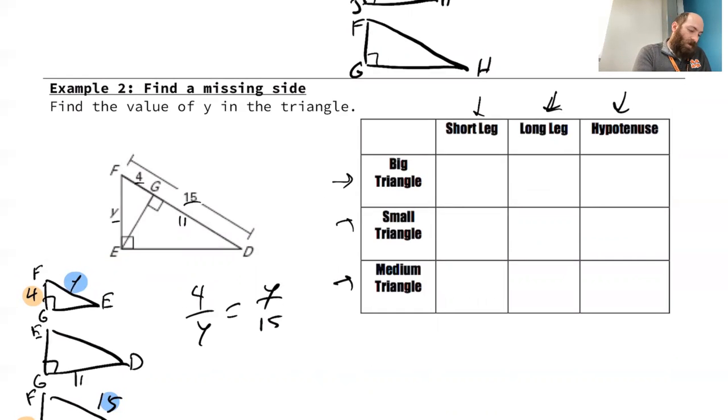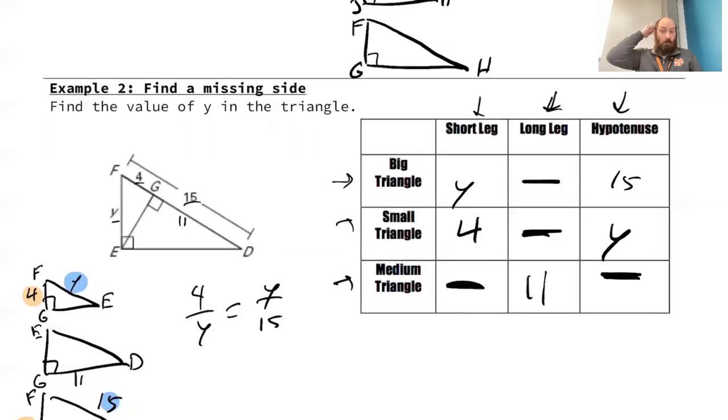So short leg of the big triangle is Y. Hypotenuse is 15. We don't know the long leg. Small triangle, in this case, we got short leg is 4, hypotenuse is Y. Don't know the long leg. Medium triangle, I know 11 for the long leg. I don't know the short leg, and I don't know the hypotenuse there.